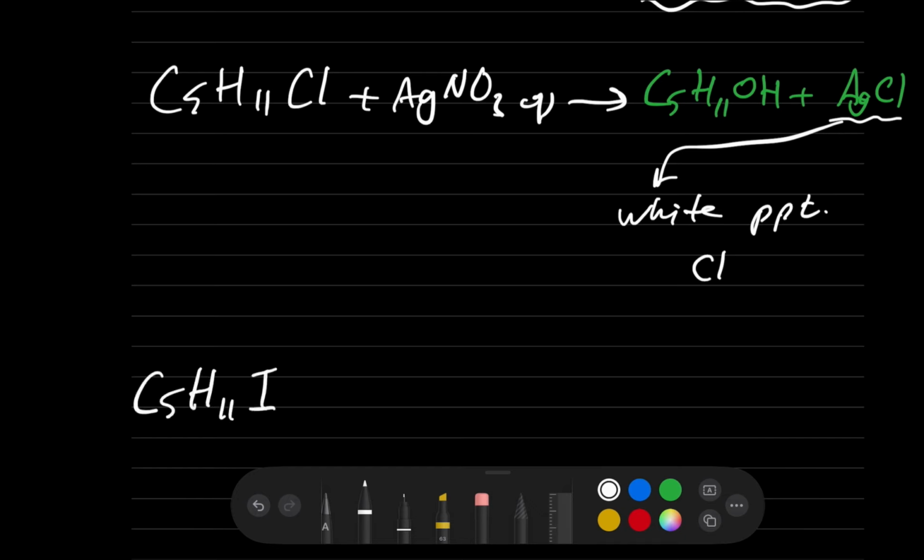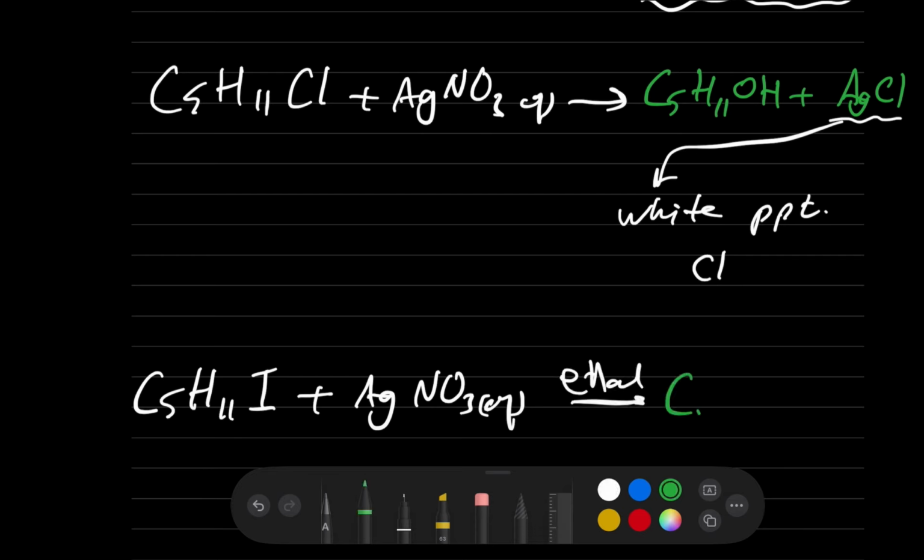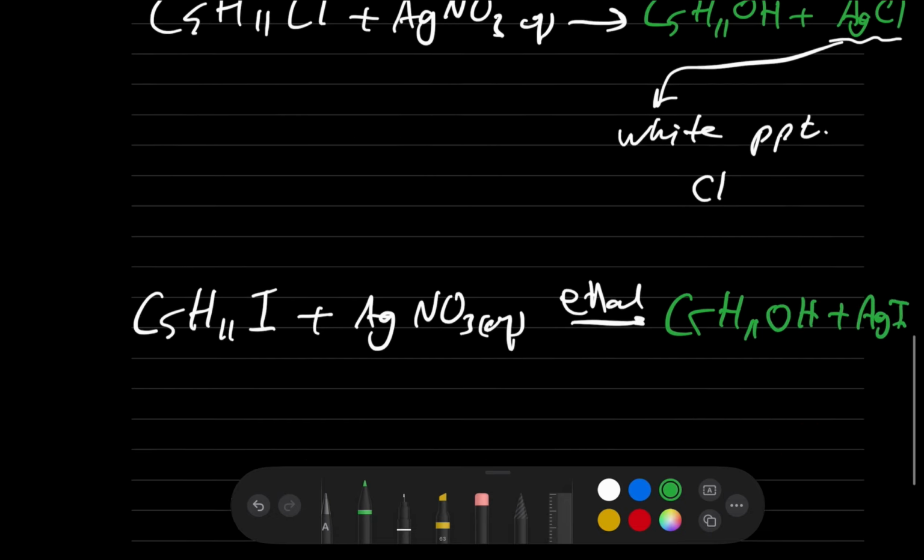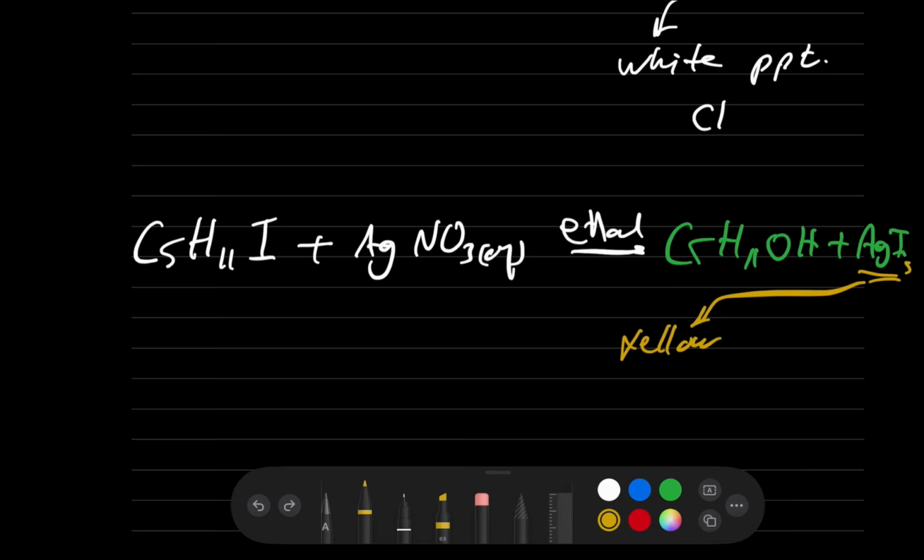But if we have the same compound, C5H11I, in which we have iodine as a halogen, and then we add AgNO3 again in aqueous form, in ethanol, you will have C5H11OH, but also AgI. And AgI in this case has a yellow precipitate. Since you have a yellow precipitate, then the halogen that you have is iodine.